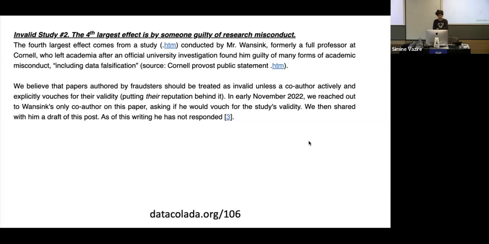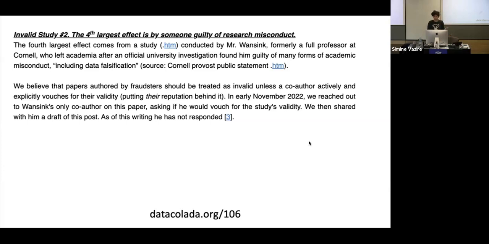They reached out to the co-author on this paper asking if they would vouch for the study's validity and shared a draft of the blog post, and that person hadn't responded so far. Okay, so that's a totally different kind of information, right? It doesn't fit into the four validities thing, but it's a reason to be skeptical of the quality of the study, and this is an ad hominem reason. It's something specific to the author. Ad hominem isn't always bad or wrong, in my opinion. There can be cases where using the author's past behavior as a reason for skepticism is relevant. I would have a pretty high bar for that, but I think being found guilty of data falsification is a pretty good reason.